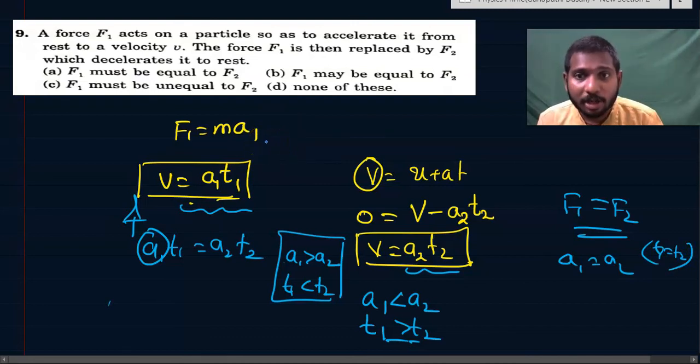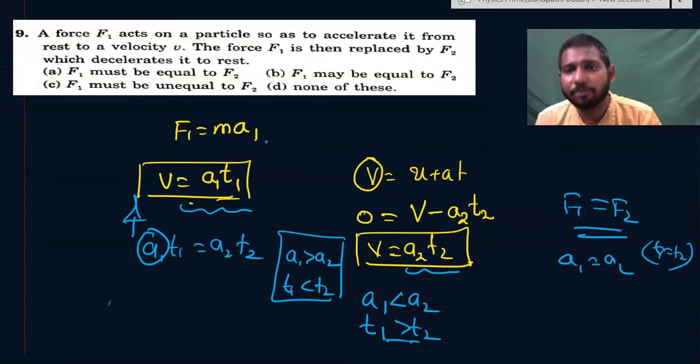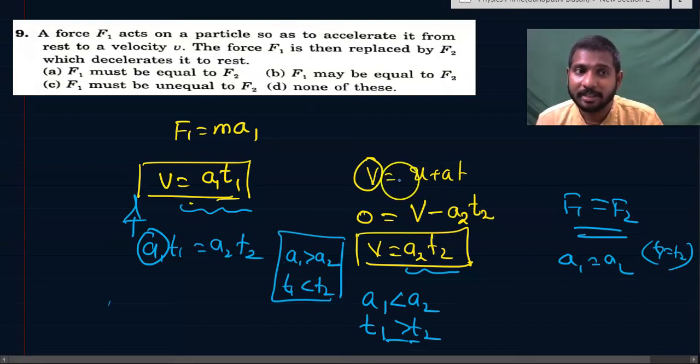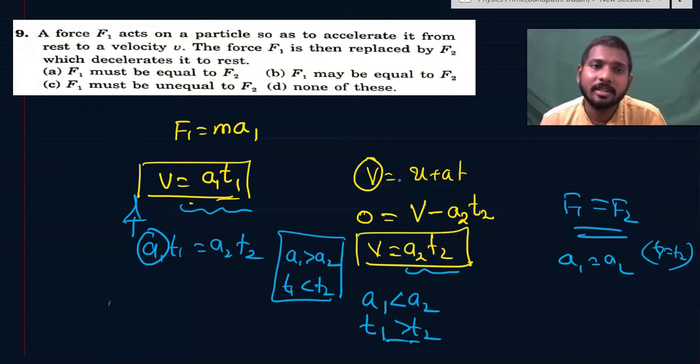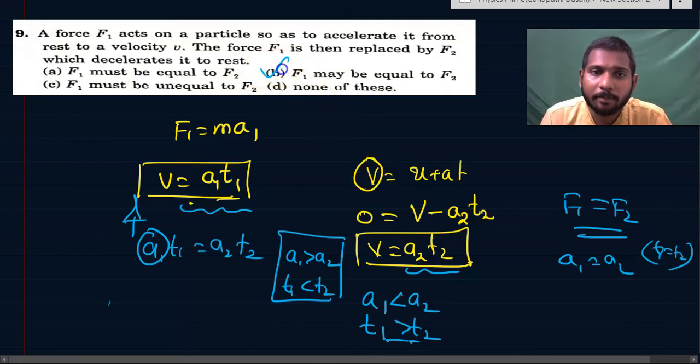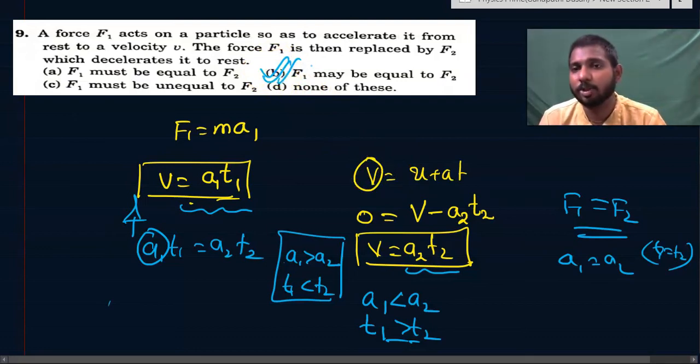The time is not given here. Not required. F1 may be equal to F2. Then the third option, F1 must be unequal to F2, is not required. If times are equal, F1 might be equal to F2. So the option is F1 may be equal to F2, not necessarily compulsorily equal. Let us go to the next question.